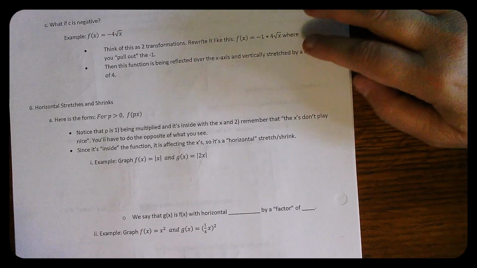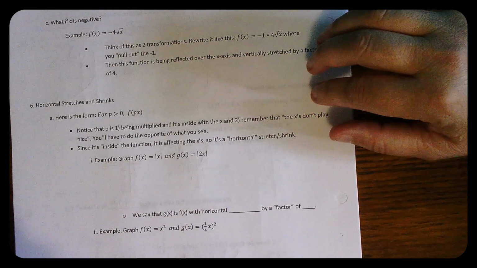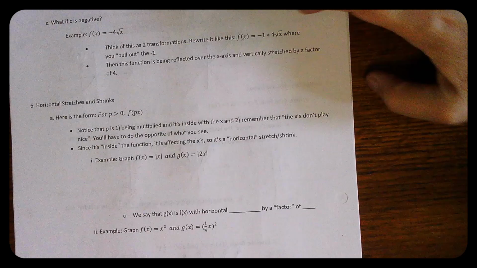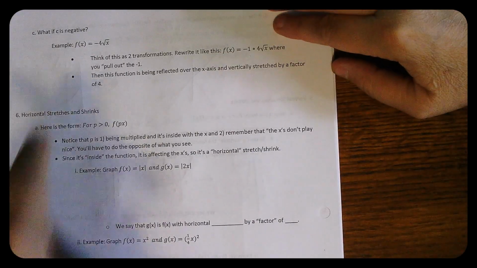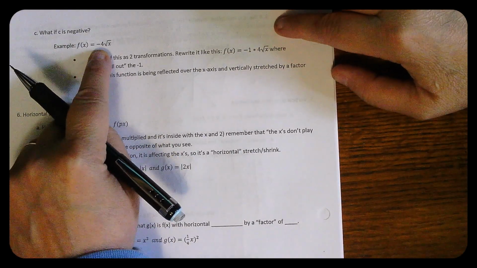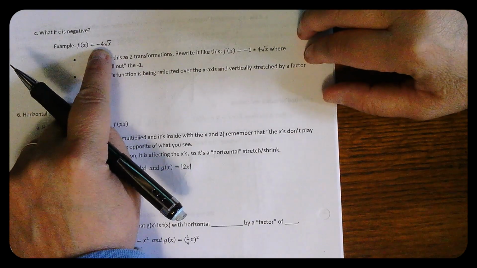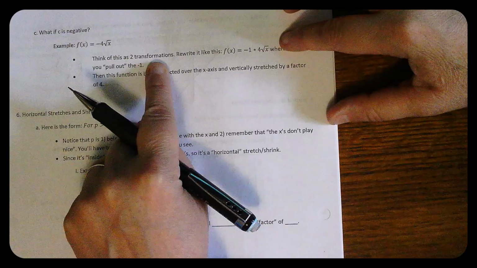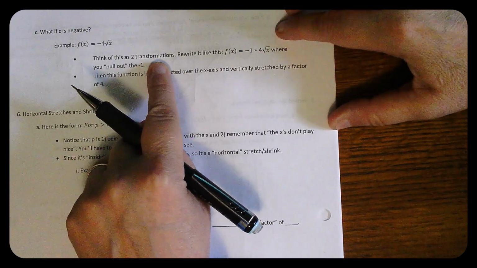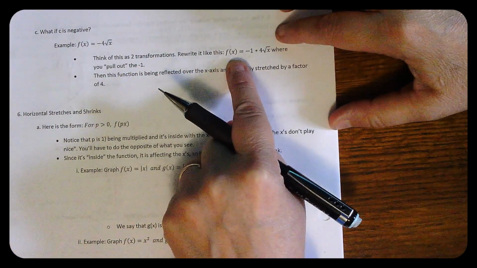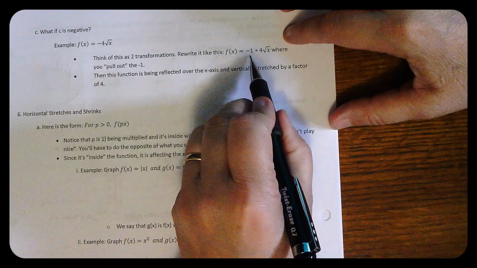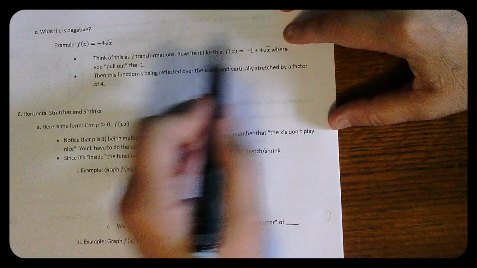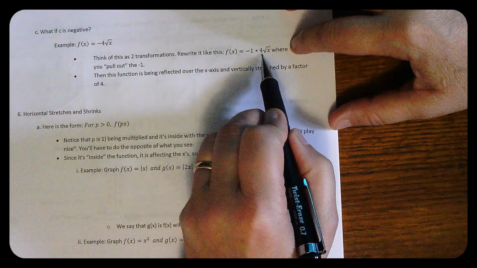Oh, before we do that, the question always arises, what happens if c is negative? All right, so let's do this really quickly. So what you want to do if you have a negative, and it's not -1, it's -4, what you want to do is think of this as two transformations. So I would rewrite it this way. F of x equals -1 times 4, the square root of x. So -4 I'm going to write as -1 times 4.